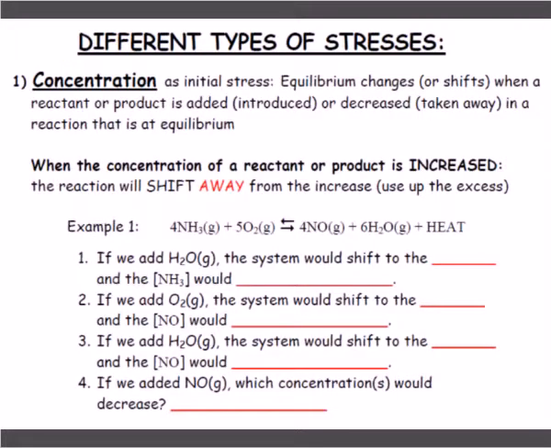So the first type of stress we can change is concentration as an initial stress. So that means it's going to shift when the reactant or product is added or introduced. You guys are going to do this today in lab. Okay? We're going to get to equilibrium, then we're going to either add something or we're going to take it away, and we're going to see how that affects our reaction rate. So when the concentration of a reactant or product is increased, we're going to move away.